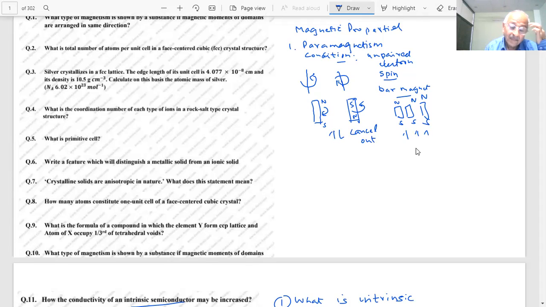Then unpaired electrons are there. What will happen? They will be attracted by the magnetic field. That is called paramagnetism. Examples of paramagnetism were O2, Fe3 plus, chromium 3 plus. They have asked this question in the paper, student. Fe3 plus, chromium 3 plus.